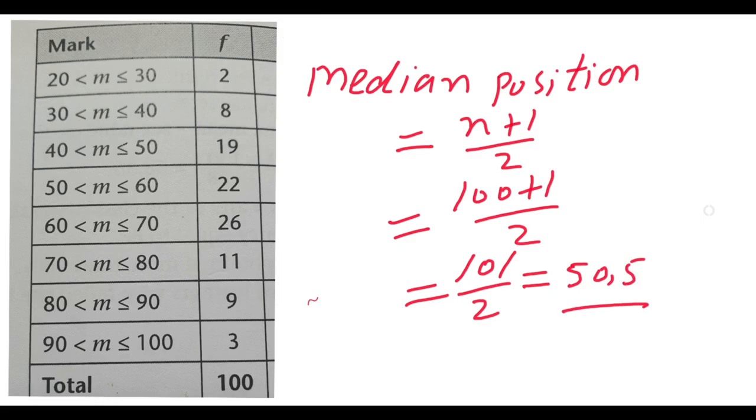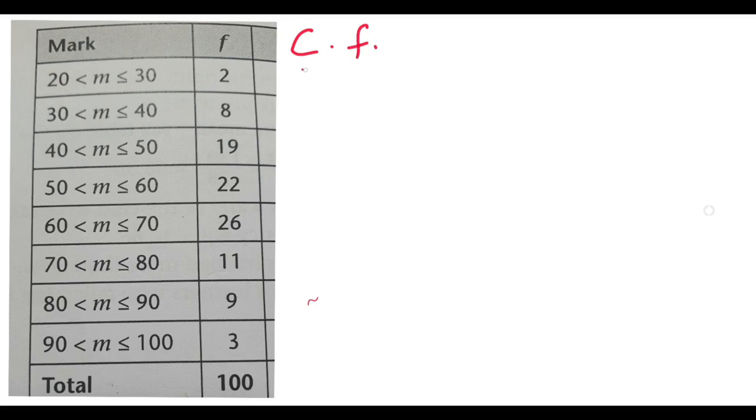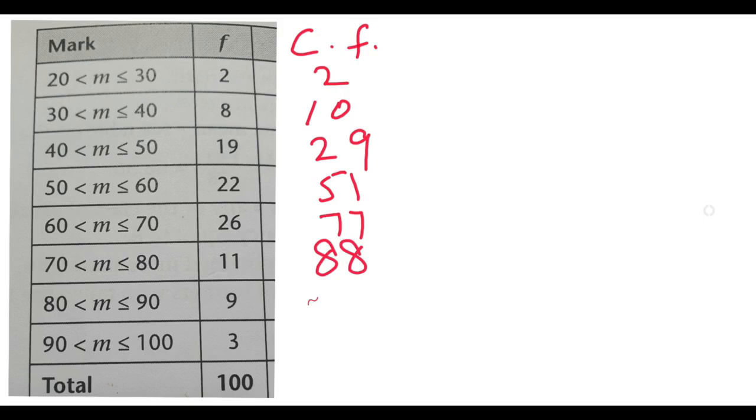So I need to make the CF table here. The CF table, cumulative frequency, running total. First I'm going to leave 2 as is. 2 plus 8 is 10, plus 19 is 29, plus 22, that will give me 51, plus 26, that will be 77, plus 11, that will be 88, plus 9, that will be 97, and plus 3 is 100. You can see this one and the last one, summation f and the last cumulative frequency match, which means my cumulative frequency table is correct.